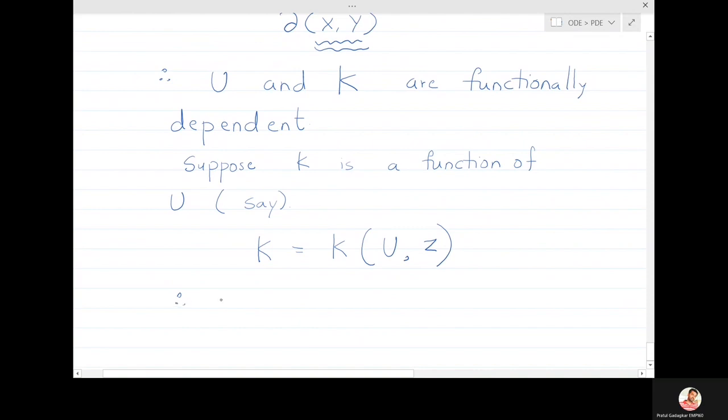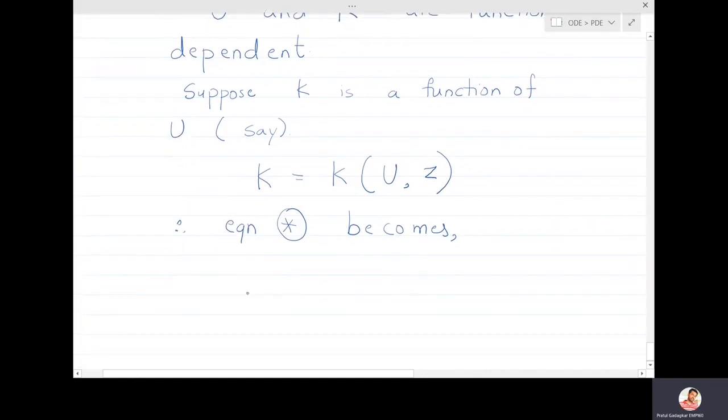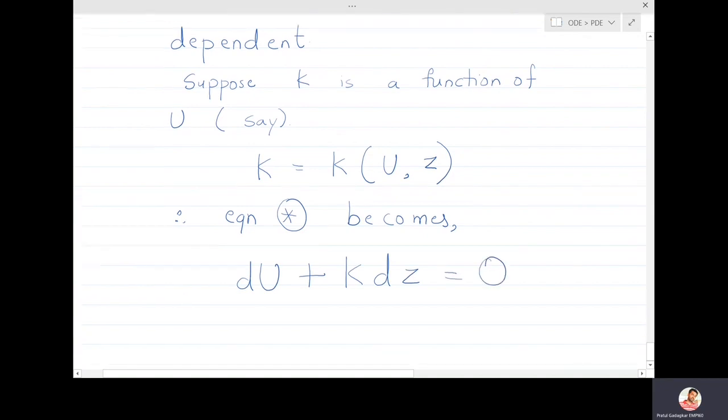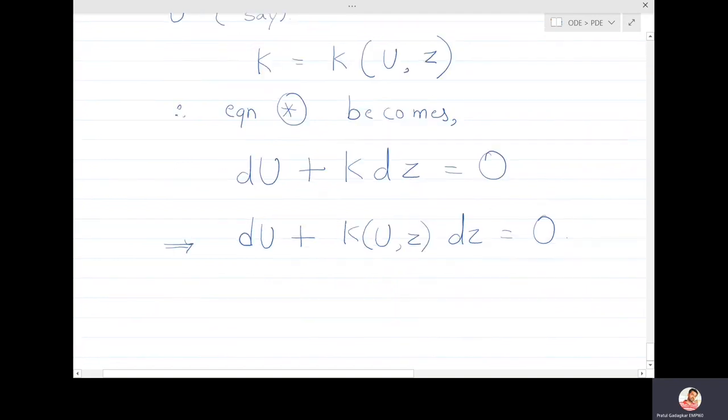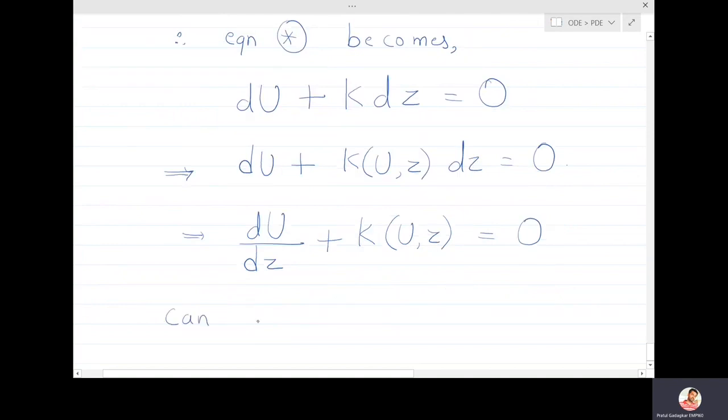Therefore equation star becomes, remember we had written an equation star above. Let me just write it again here. The equation star was du plus k dz is equal to zero. Therefore this equation now becomes du plus k, which is a function of u and z, dz is equal to zero. Now this differential equation, du/dz plus k, a function of u and z, equal to zero, can be solved.